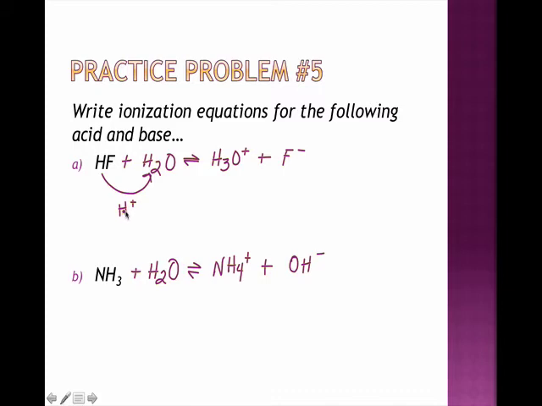Because the hydrogen has a positive charge and it's leaving this, the fluoride is left with a negative charge. The other thing you need to check to make sure you did your charges right is that your charges here cancel out and equal the charge on this side. So over here I have a neutral charge of 0. Neither of these are charged molecules. On this side I have a +1 and I have a -1. Those will cancel out to 0, which is the same as this side, so I've done the charges right.